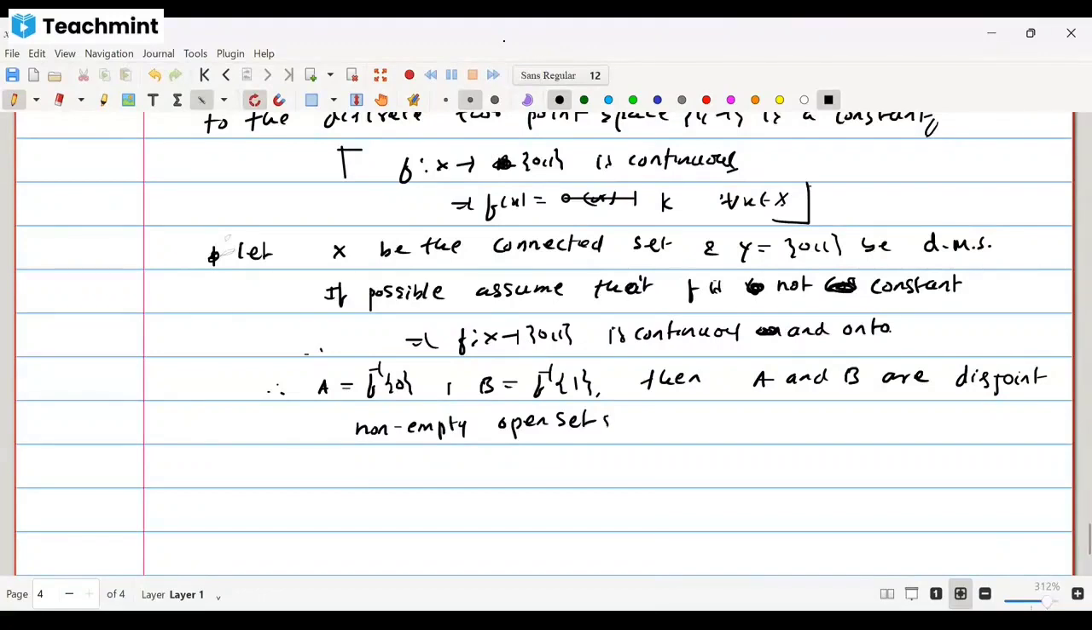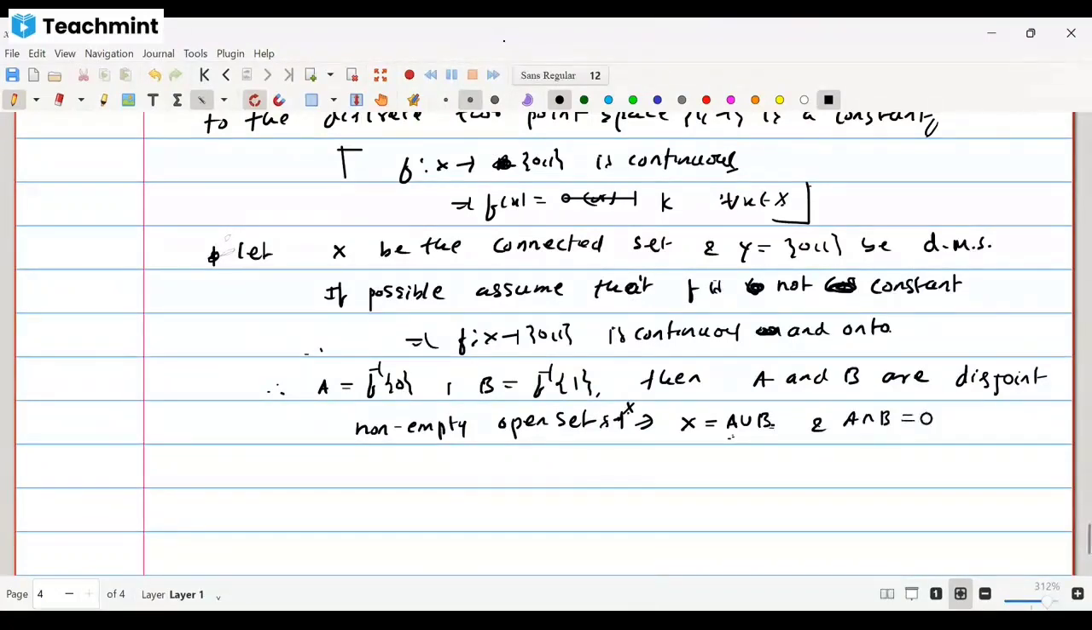Disjoint non-empty open sets, such that the whole space X equals A union B. Since f is a continuous function, the images of these two sets form a partition of X. Therefore X is equal to A union B, but A and B are open sets and A intersection B is empty.